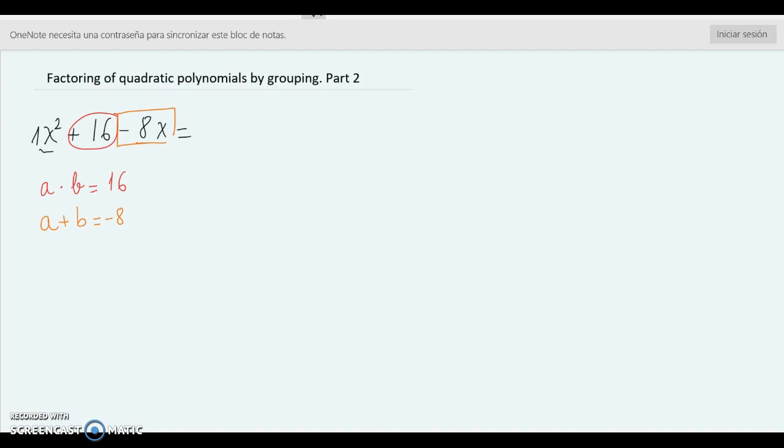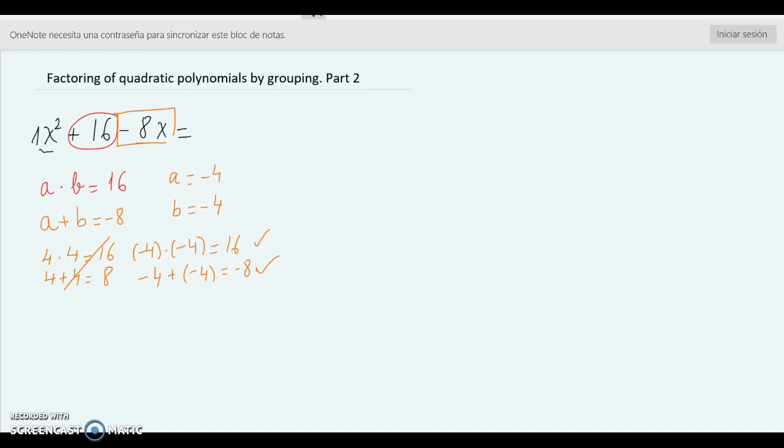Well, if I multiply 4 times 4, I get 16. But if I add both numbers, this is 8. So these two numbers are not possible. Let's see if we write minus 4. Minus 4 times minus 4, this is 16. And minus 4 plus minus 4 is minus 8. Good. So the two numbers a and b are minus 4 and minus 4.